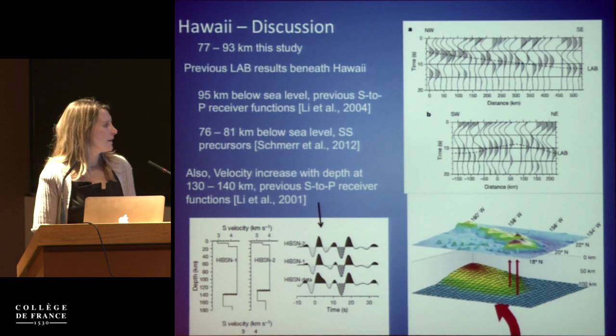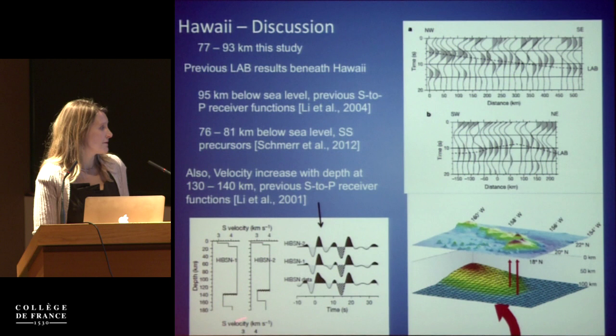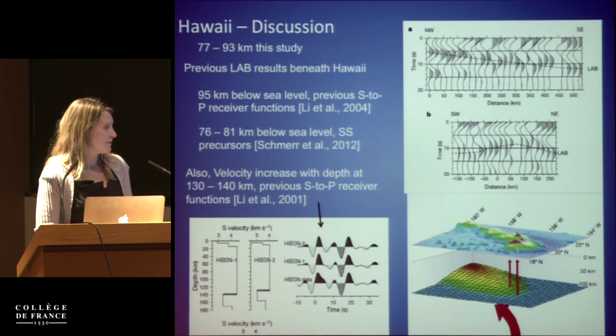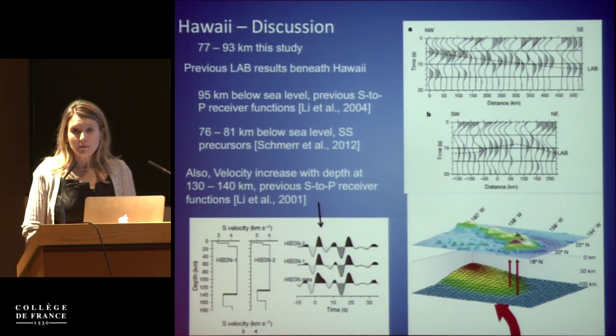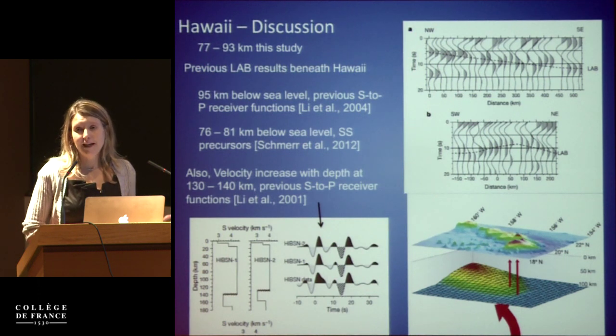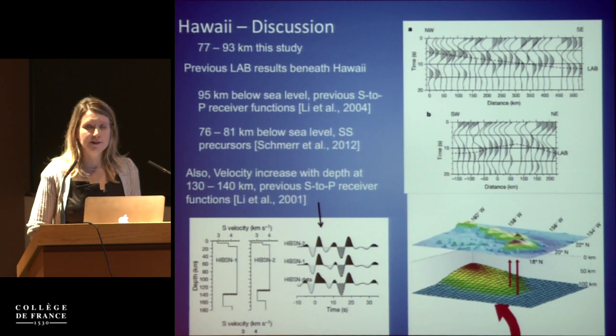But if you compare to their PS receiver function result, which is a little bit earlier, you see they had a velocity increase with depth that was really strong and sharp at really similar depths to what I'm seeing. So if it's visible by PS, it means also that it must be very strong and sharp, since PS is, of course, higher frequency.